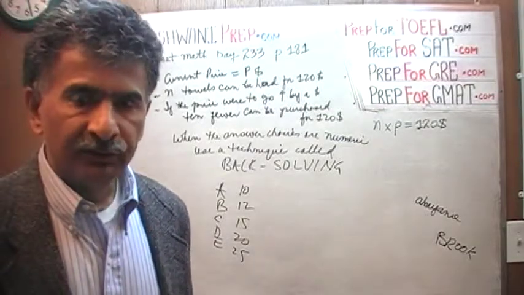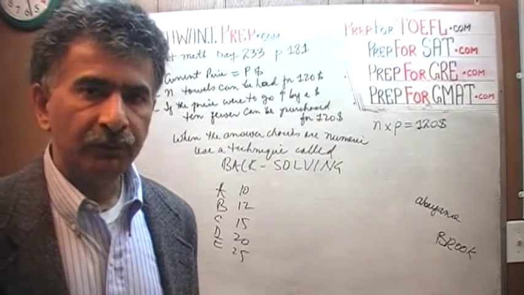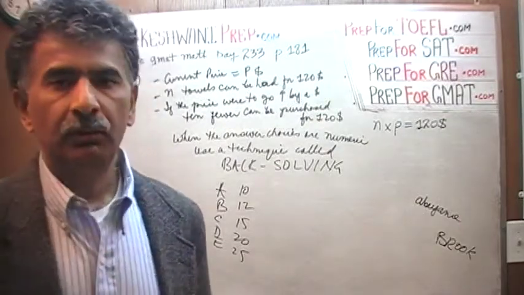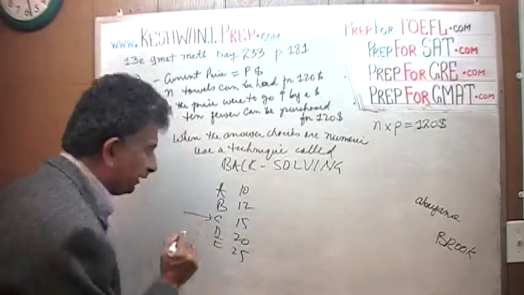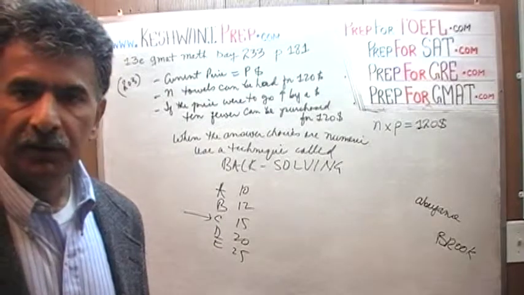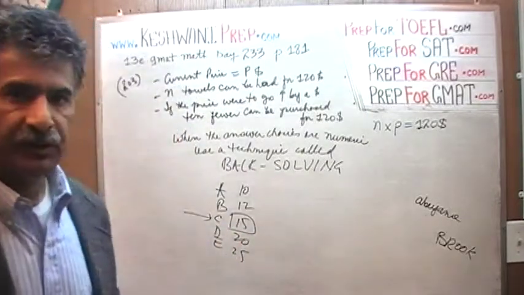In the worst case scenario, you will only have to try twice to locate the right answer. What you do is, you start with a happy medium and you pretend Michael is 15 years old.